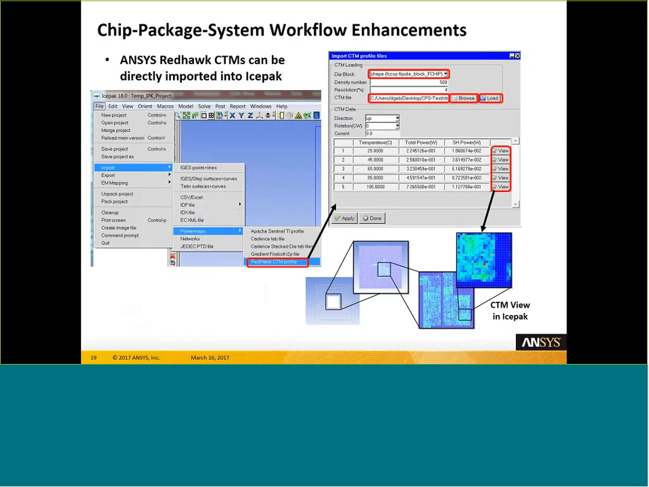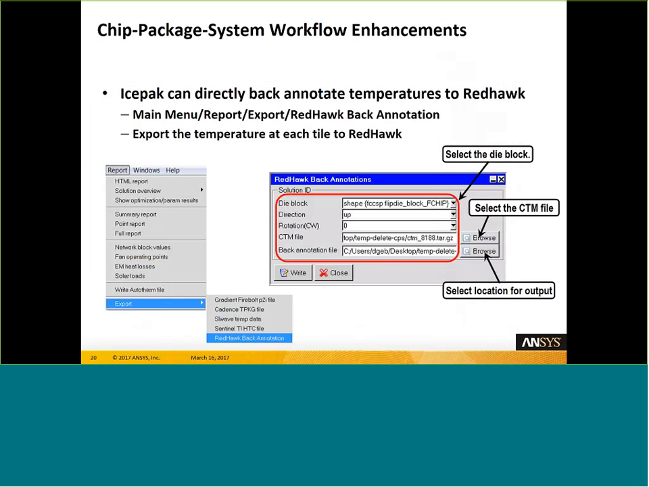This is what the import panel looks like in IcePack for CTM import. And this is what the export portion of this workflow looks like. So you go to main menu, report, export, RedHawk back annotation. And this allows you to export the temperature at each tile to RedHawk for a thermal-aware electromigration analysis.